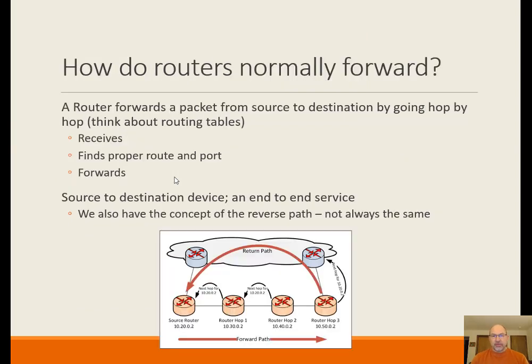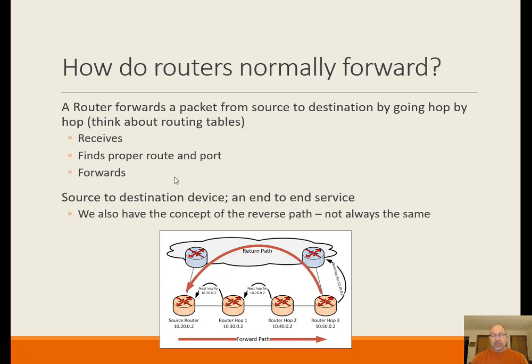So how do routers normally forward? When you think about a routing table, you've got a destination network, an interface that you use, and the next hop. Every packet is processed in that way. You hit the routing table, the router figures out what to do with the packet, and then it sends it off to the forwarding router. That's the way we normally think of processing IP packets.